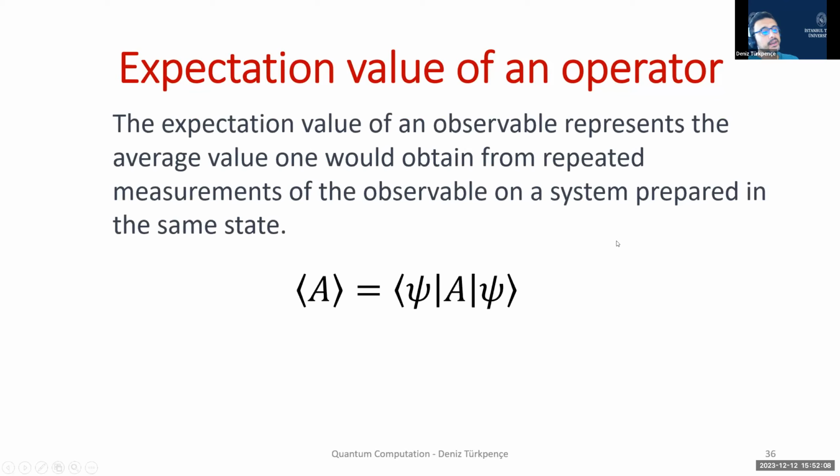So mathematically, the expectation value of an operator is in the following form. If you have a quantum state, you should multiply it from the right and from the left as in this form. So this is how you find the expectation value of an operator, and it is deeply related with measurements. In fact, this can be a measurement result. We call this the expectation value of observable A, which is represented by an operator A in psi basis.